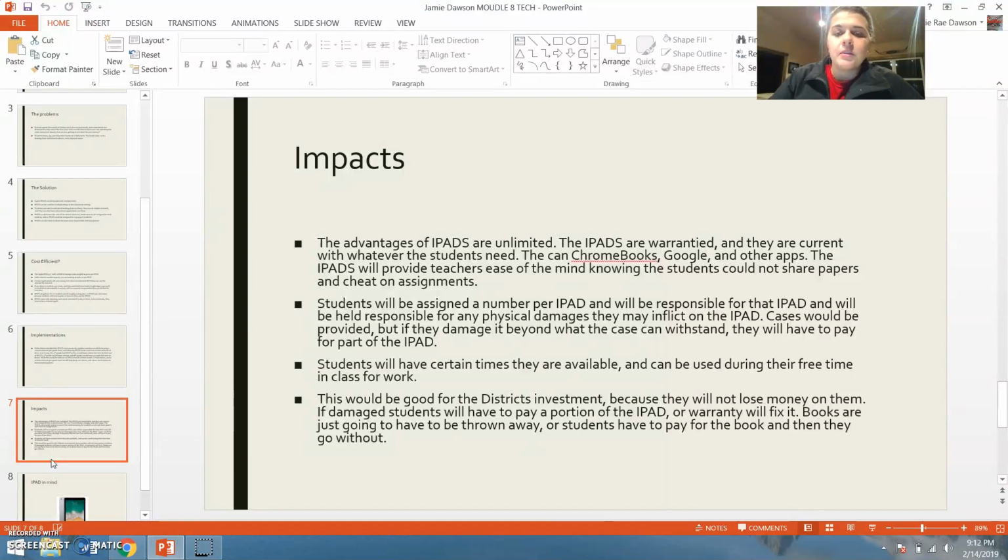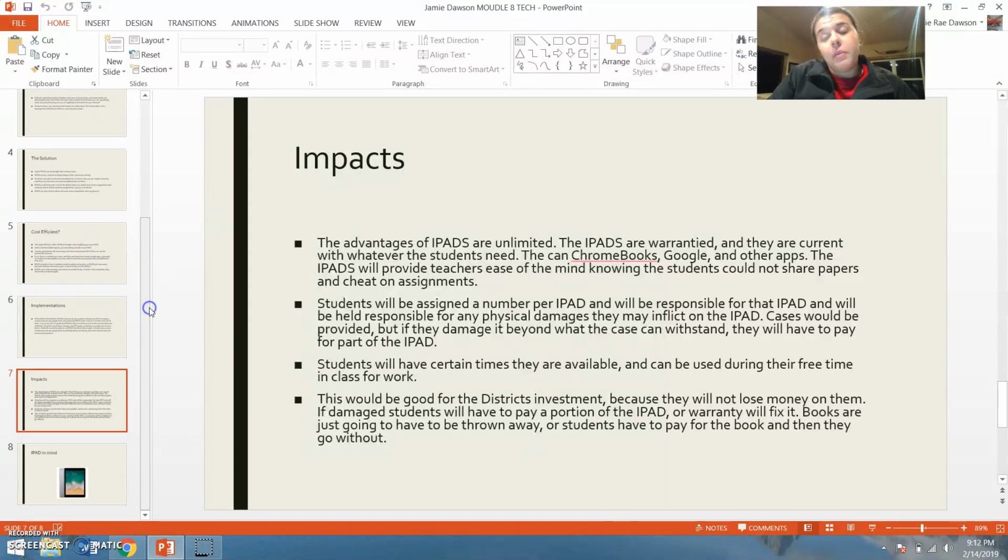And the students will have certain times that they're available, and they can be used during their free time in class to work. And this will be good for the district's investment because they will not lose money on them. If, like I said before, it gets damaged, students will have to pay the portion of the iPad or warranty, or they will have to fix it. Books are just going to have to be thrown away after a certain amount of time. Or I mean, you could have the students pay for the book if they still make that current model of the book. Or they would just have to go without.